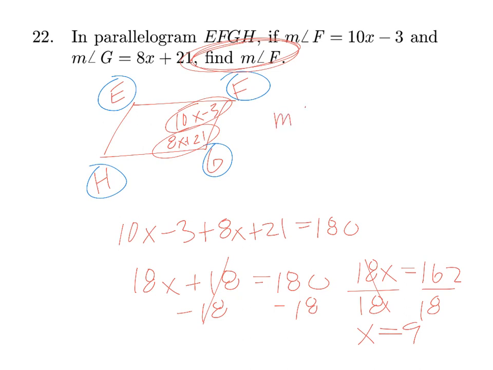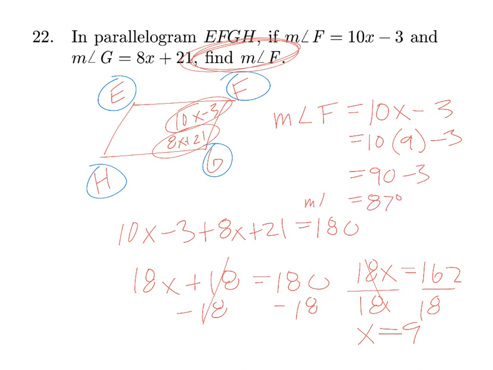All right, so measure angle F is equal to 10x minus 3. So I have 10 times 9 minus 3. So I have 90 minus 3. So I have 87 degrees. Measurement of angle F. Done.